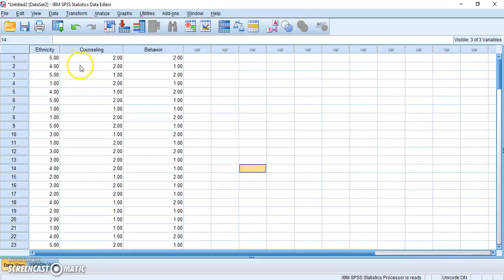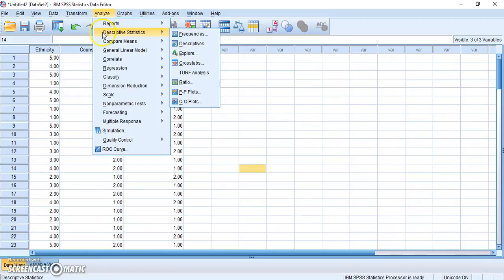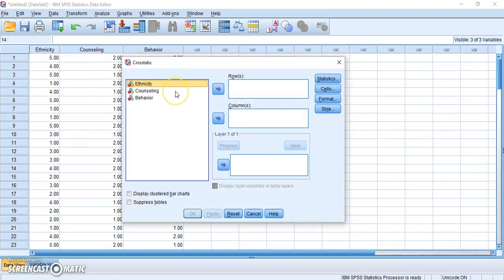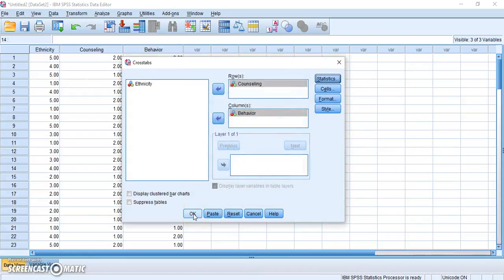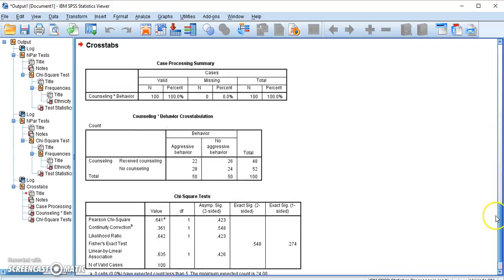So let's see how to run the chi-square test of independence. We're going to go under Analyze, Descriptive Statistics, and we're going to select Crosstabs. And in this case, it doesn't really matter which variable goes where. We need one variable that goes in the rows area and one variable that goes in the columns area. Under Statistics, we're going to want to make sure that we select chi-square as our test. Okay, and let's go ahead and click OK.